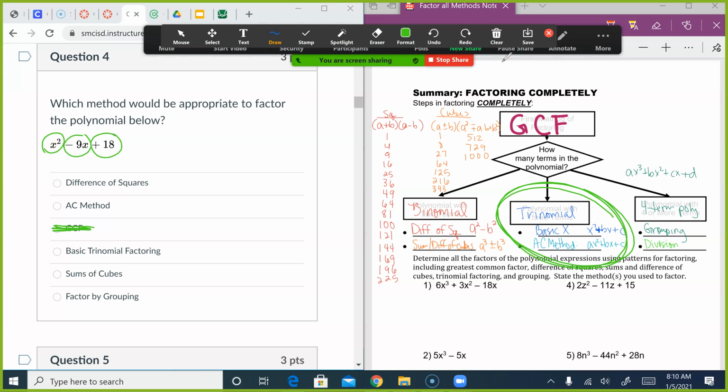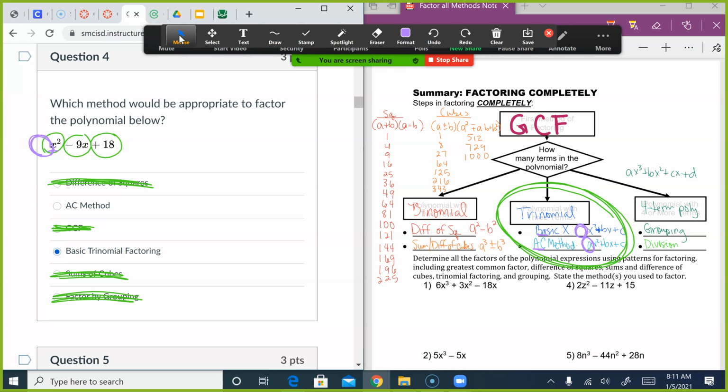So again, it can only be either basic or AC, so not difference of squares. It can be AC, maybe basic, not cubes, not grouping. Right, and then to tell which one it is, you look at the number in front of the x squared. So if there's not a number in front of x squared, we use basic. If there is a number in front of x squared, we use AC. So over here, here's x squared. There's not a number in the front, so that means we're going to use basic.